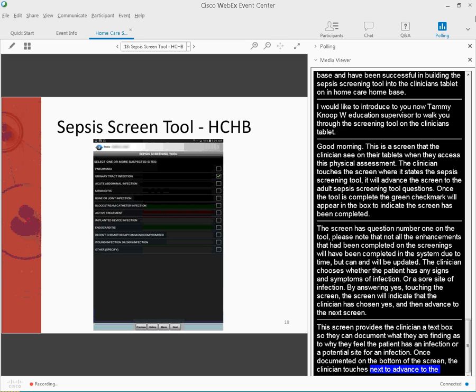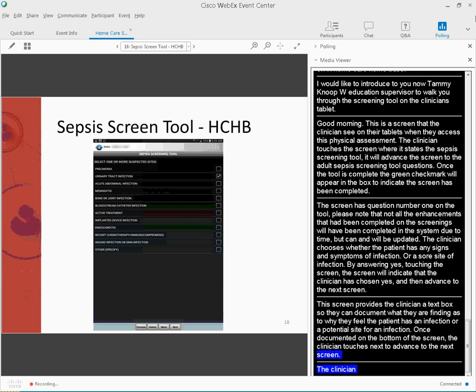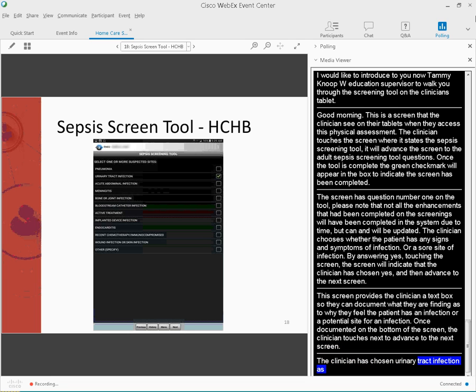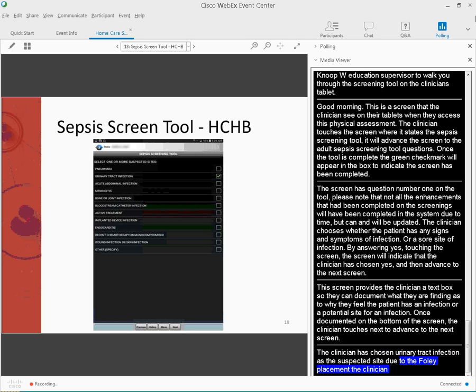The clinician has chosen urinary tract infection as the suspected site due to the Foley placement. The clinician will then touch next at the bottom to advance to the next screen.